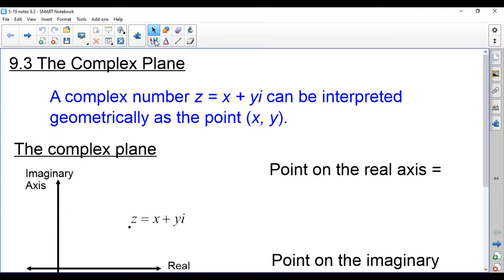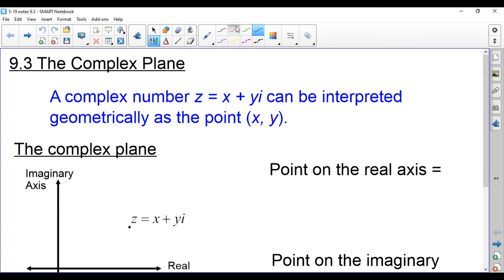As I noted last week when we met, we're not going to cover section 9.2, which is all the shapes of the polar graphs. That's cardioids and limacons that I showed you. Instead, we're going to move to section 9.3, which is the complex plane. A complex number z = x + yi can be interpreted geometrically as the point (x, y).